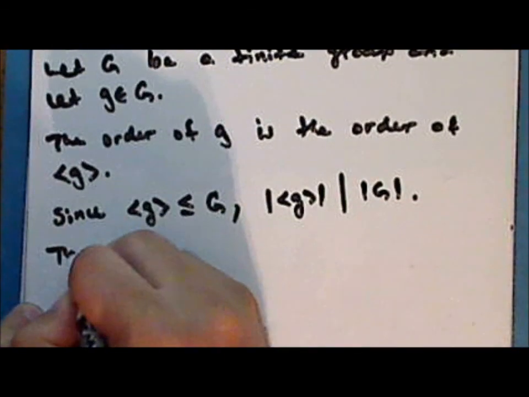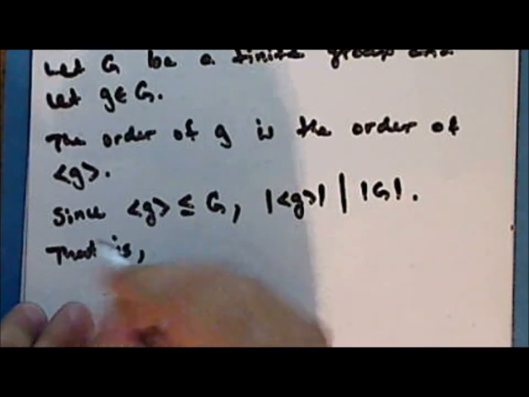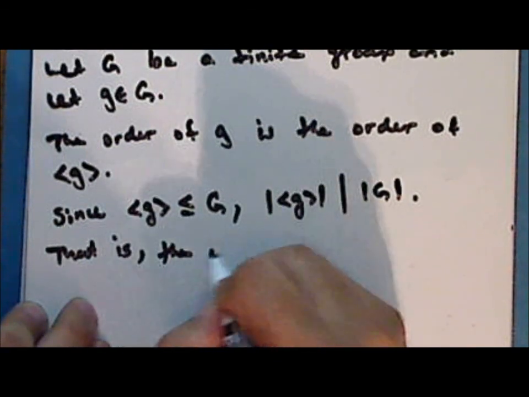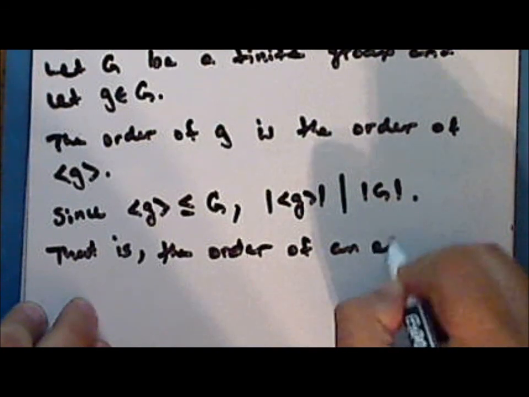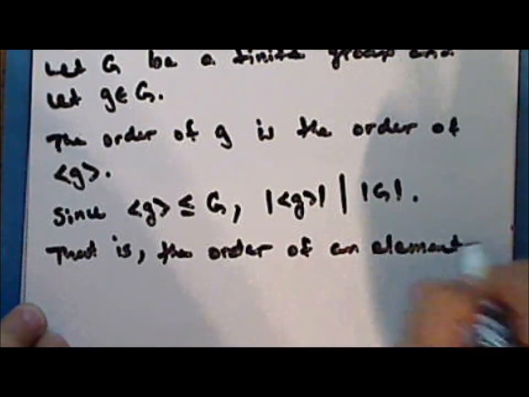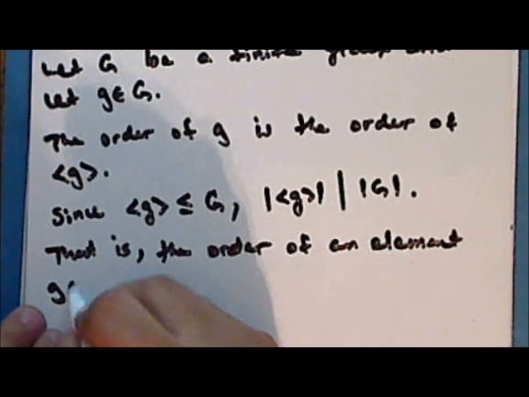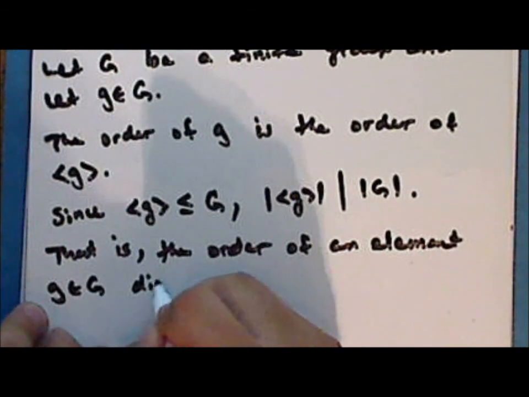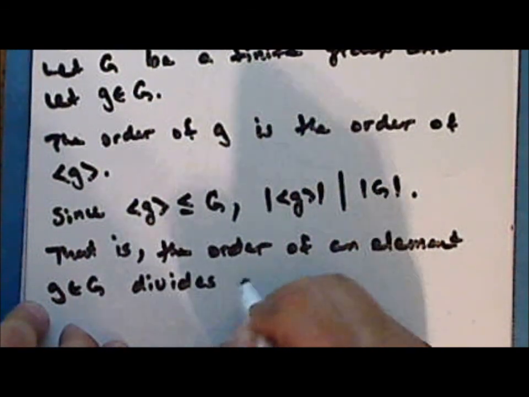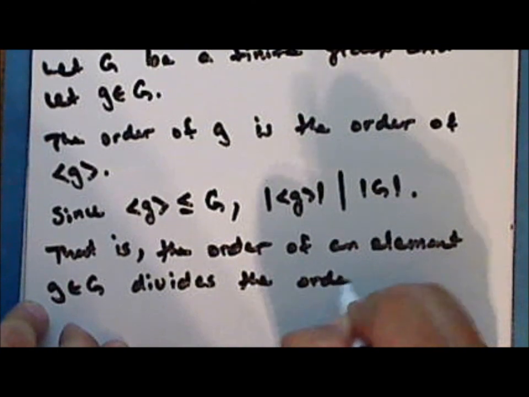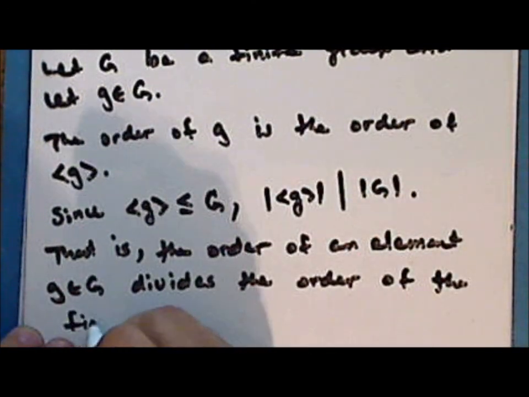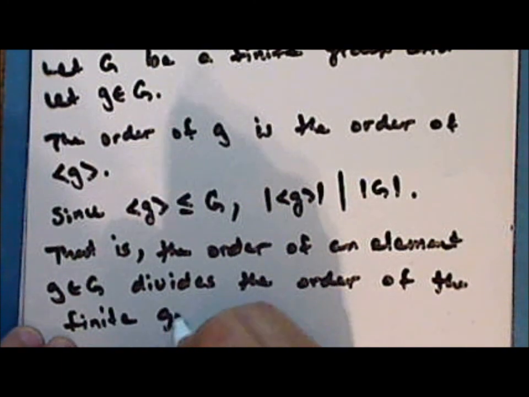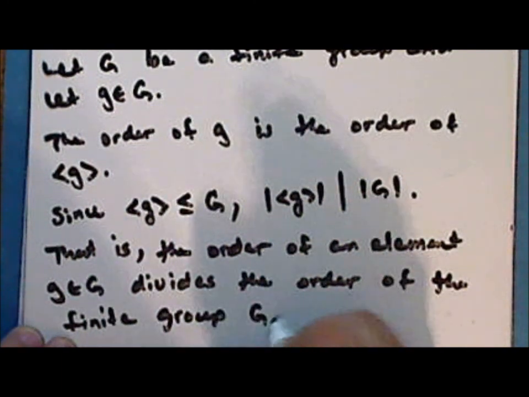That is, the order of an element g in the group divides the order of the finite group G.